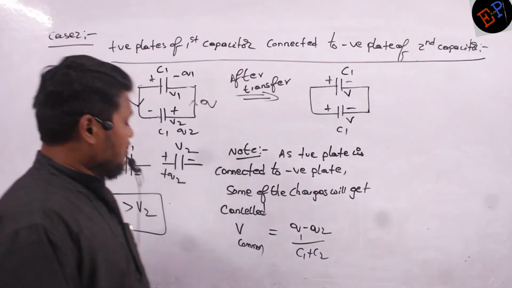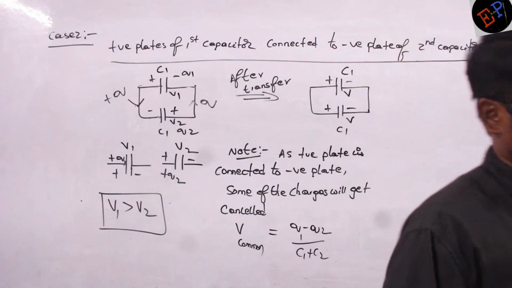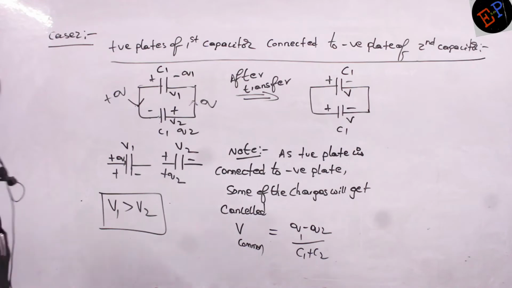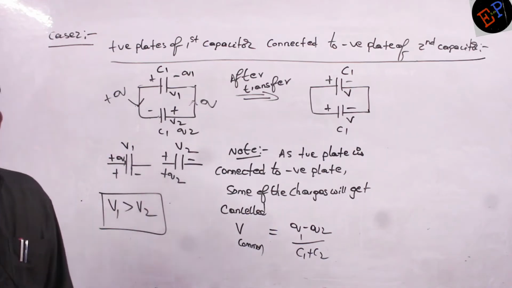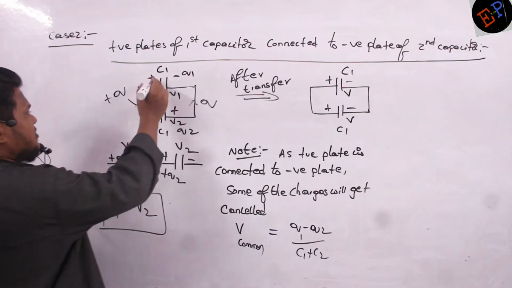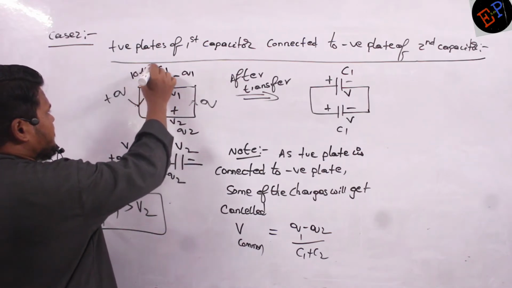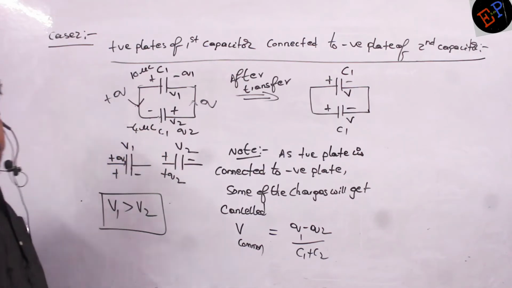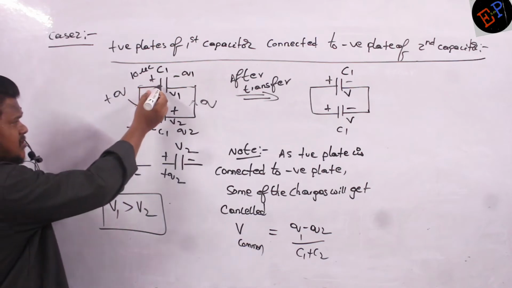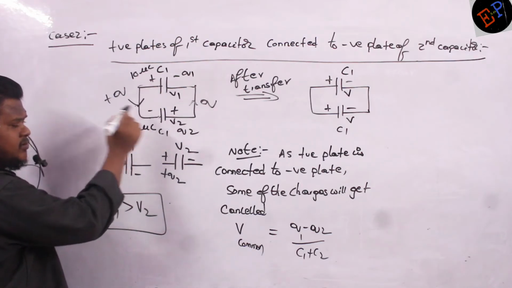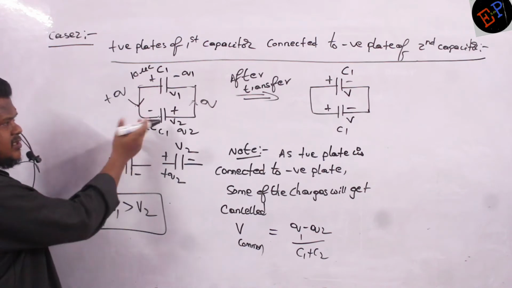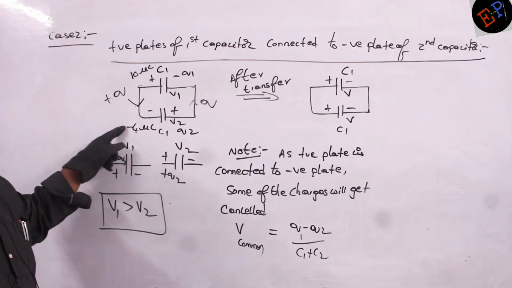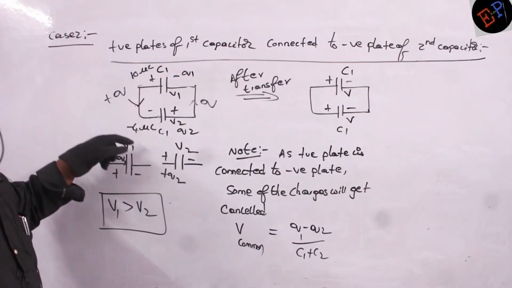Now can you say why I have written Q1 minus Q2? Some of the charges get cancelled, no? How much charge will get cancelled? See, consider on this plate 10 microcoulombs of charge is present. On this plate minus 4 microcoulombs of charge is present. So charge starts flowing from the 10 microcoulomb plate to the minus 4 microcoulomb plate. How much charge will get cancelled? 10 minus 4 microcoulombs of charge will get cancelled, no?